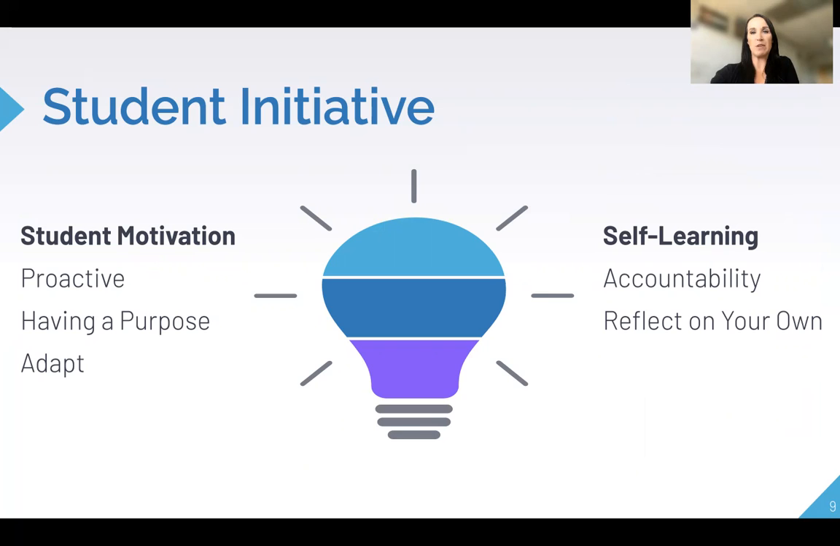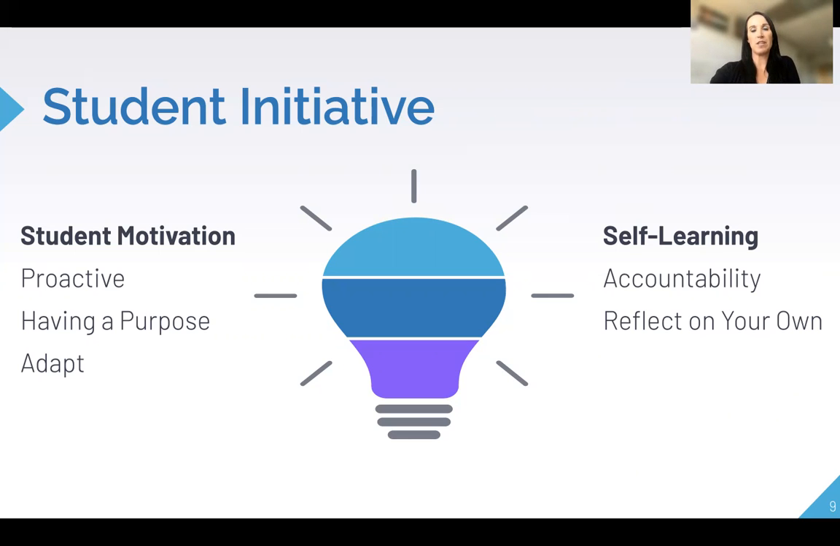Participants described student motivation as an essential aspect of student initiative. Participants described student motivation as being proactive, having a purpose, and being able to adapt. Faculty members encourage students to be proactive, and if they do not understand something, to reach out to them. Student participants agreed that students need to have adaptability in online courses.